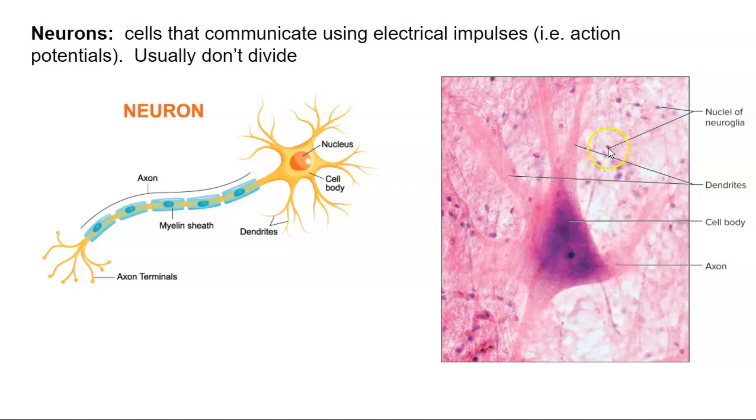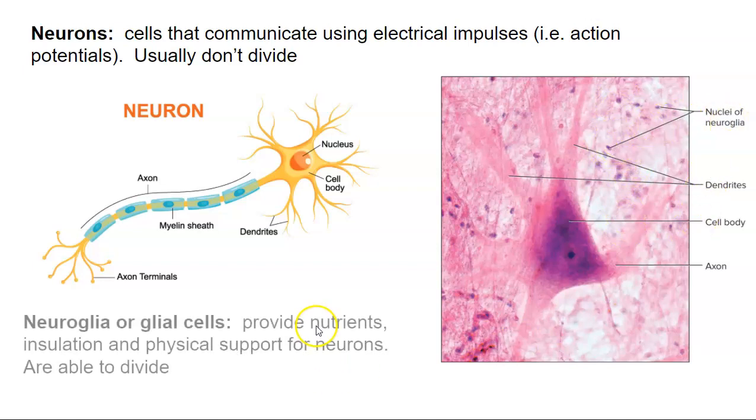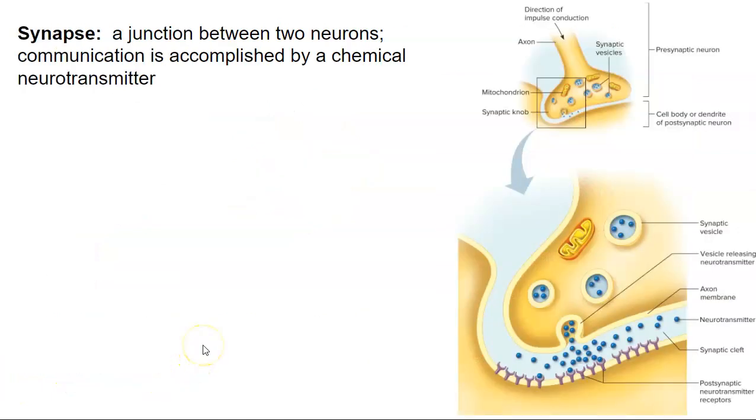But then these other cells, these are the nuclei of the neuroglia, or glial cells. We talked about those before. Those aren't neurons in the sense that they don't propagate action potentials. They just are there to support the neurons, and they support them by providing nutrients and insulation or myelin, and also physical support. These generally are able to divide.